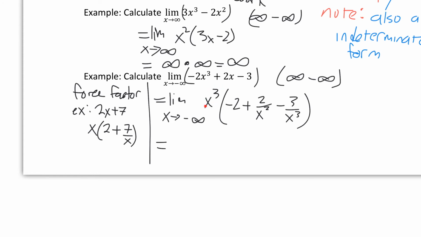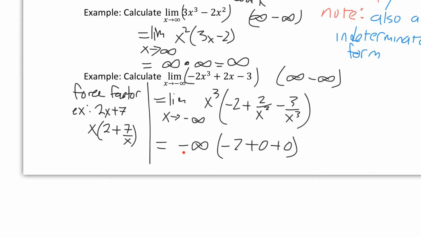Well, this is going to be negative infinity cubed, which will be negative infinity. The limit of a constant is still going to be a constant, so negative 2. Now 2 over negative infinity, well remember, when you have a number over infinity, you just get 0. And again, 3 over infinity, that'll also be 0.